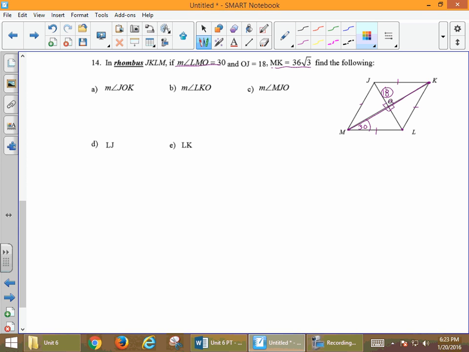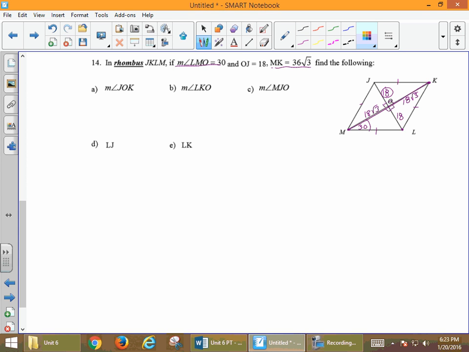Well, since diagonals bisect one another, if the whole diagonal is 36 radical 3, then half of the diagonal is just half of 36 radical 3, which is 18 radical 3. So I'll have 18 radical 3, and I'll have 18 radical 3. If OJ is 18, then JL is also 18. Some of the nice properties of parallelograms that I know.